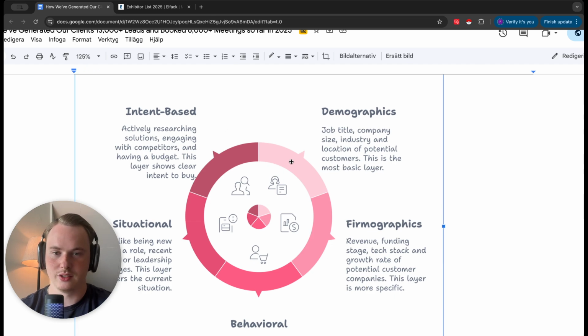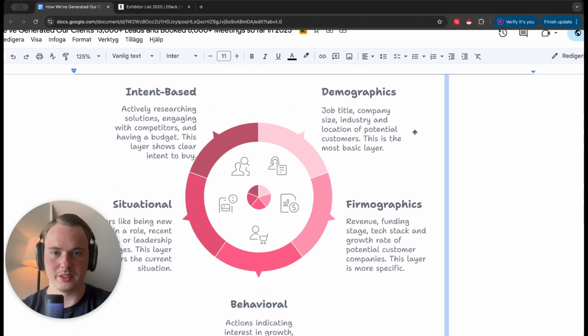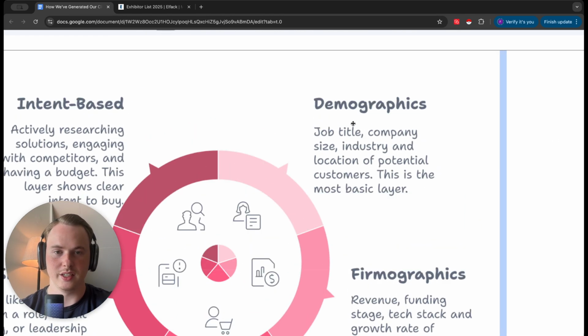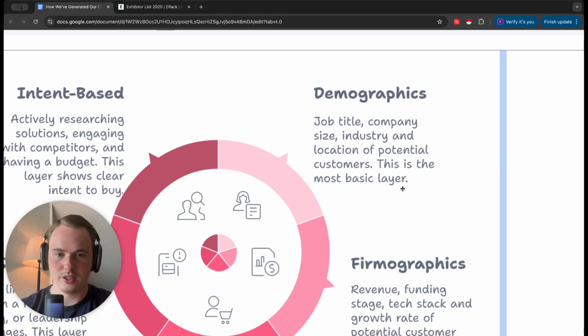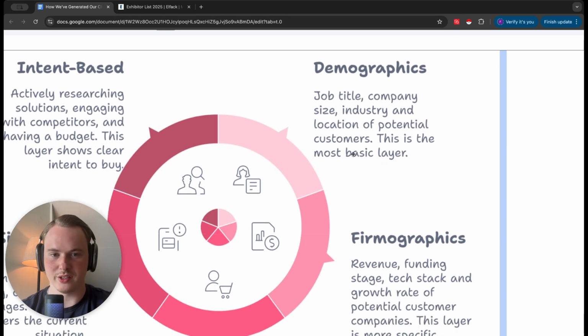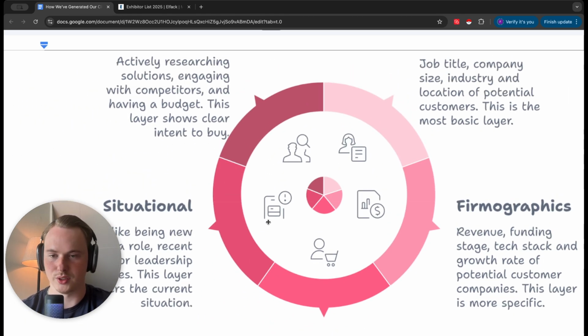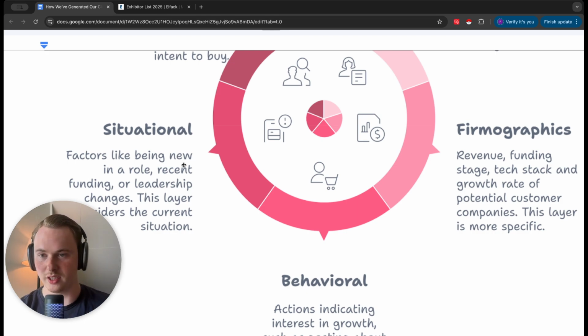Demographics. So yeah, pretty much the simple ones. Filtered by job title, company size, industry, location. Most of it is the basic stuff, which you probably have covered already. Situational. We've got factors like being new in a role, recent funding or leadership. By the way, this whole doc will be in the description as well, so you can just check it out. As a bonus, you'll get the whole document as well. But this situational layer considers the current situation.